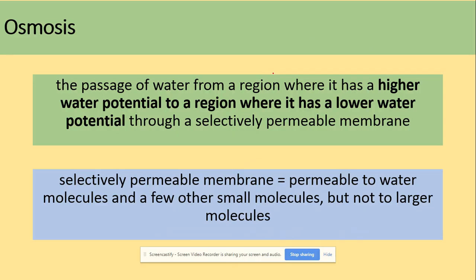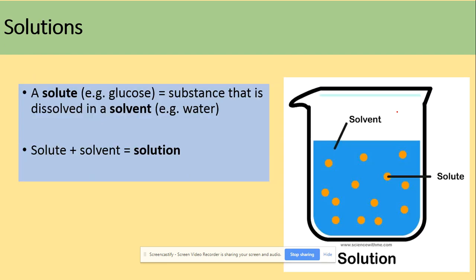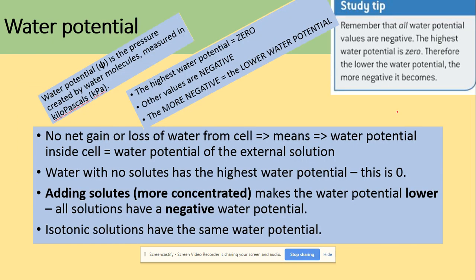So osmosis, then, another key terminology: we need to say that osmosis takes place from higher water potential to lower water potential. So that's another terminology you need to be aware of. So few things. What's a solute? Could be, for example, glucose, the substance that is dissolved in a solvent, for example, water. So solute and solvent make the solution. And key things about water potential. Water potential is a pressure created by water, and it's measured in kilopascals.